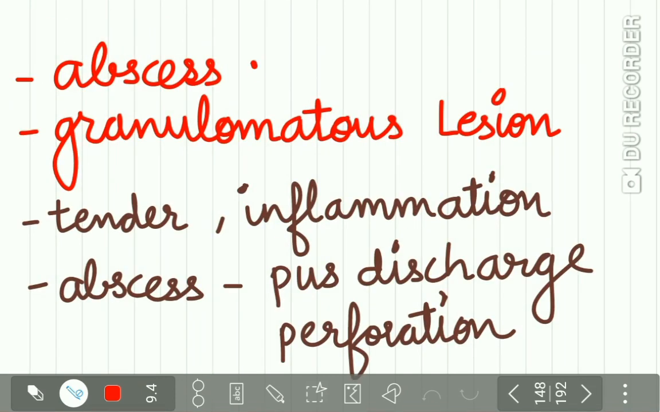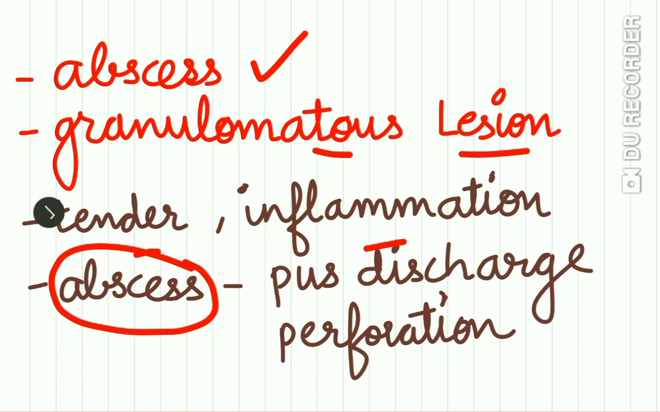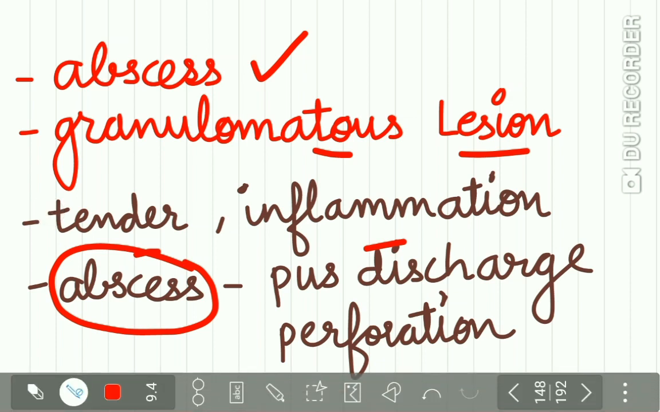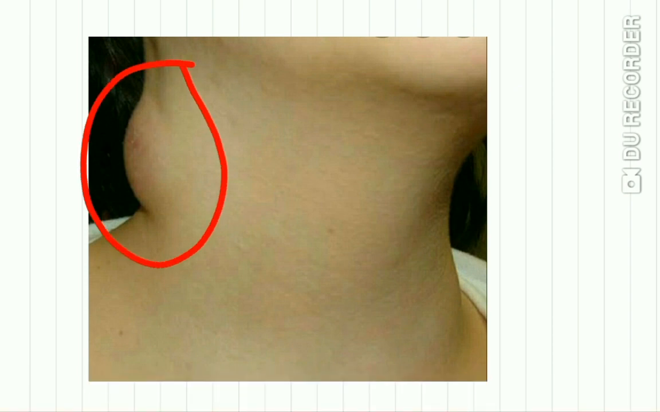It is nothing but an abscess and it may be a granulomatous lesion. It is tender, inflamed and may undergo pus formation or abscess formation and perforation too. So here you can see a scrofula lesion.